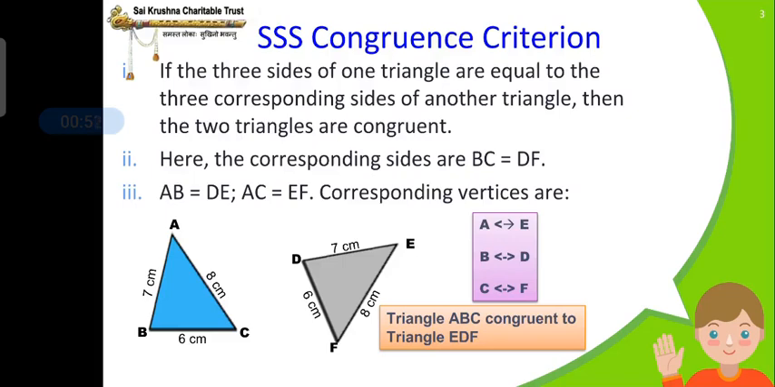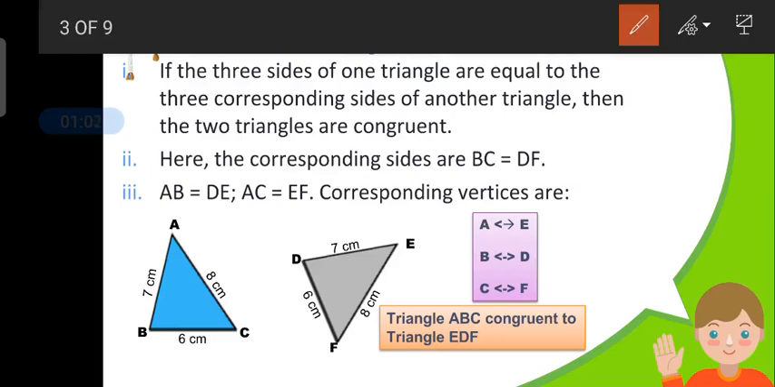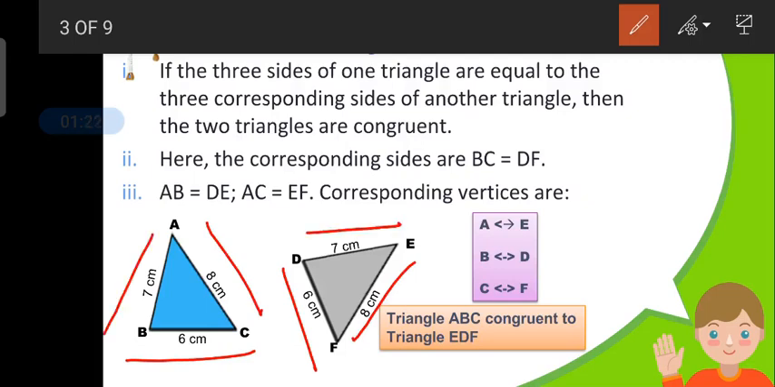So here the corresponding sides are BC and DF. Can you all see this diagram? ABC is one triangle and DEF is the other triangle. So BC is congruent to DF, which means both are equal. BC is equal to DF. And what about AC? AC is equal to EF. And AB is equal to DE.